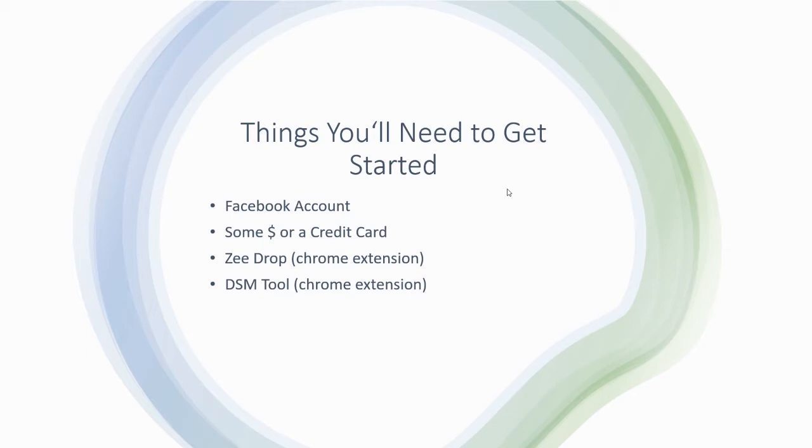And as you're listing more and more items, that's going to exponentially increase the amount of listings that you're able to list, which will obviously increase the amount of money that you're able to make in profit, okay? So the ZDrop Chrome extension is what we're going to use here. You can download that on the Chrome store.